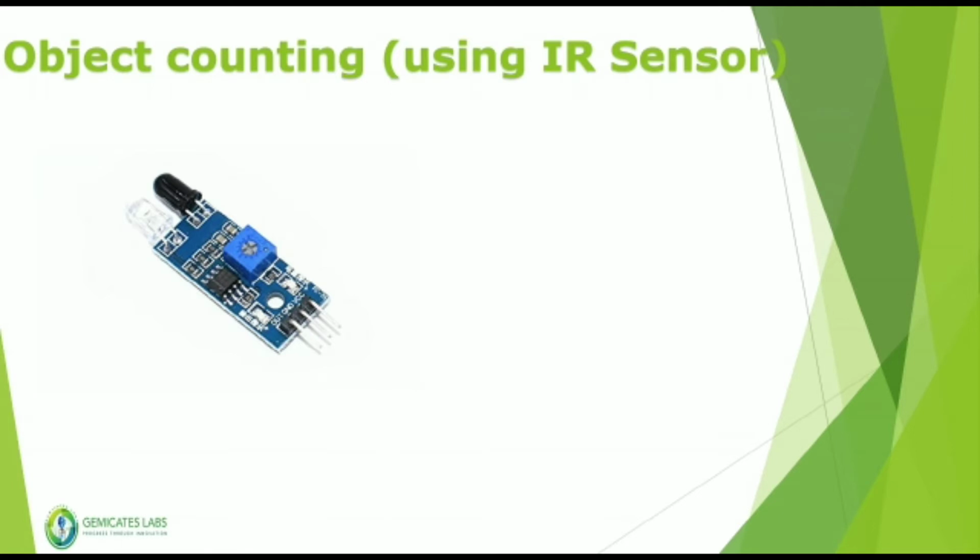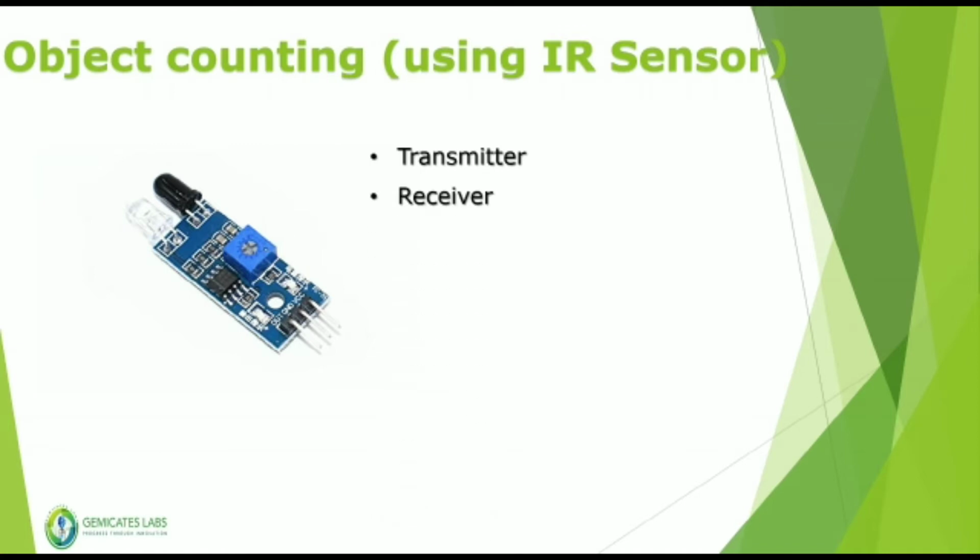IR sensor is a device used to detect objects in its surroundings. If you look at IR sensor, it consists of two LEDs that are IR transmitter and IR receiver. The LED which is in white color is IR transmitter and black colored LED is IR receiver. IR transmitter emits radiation in the frequency range of infrared, which is not visible to human eye.